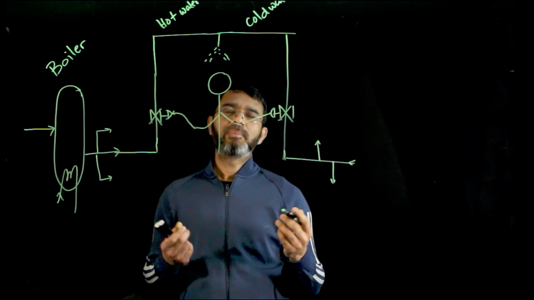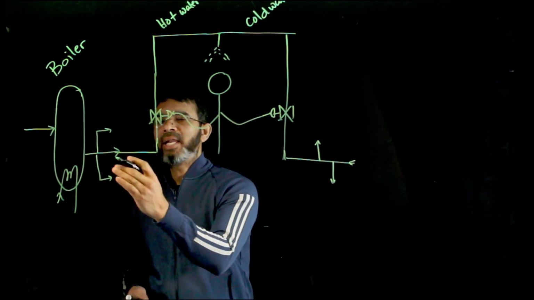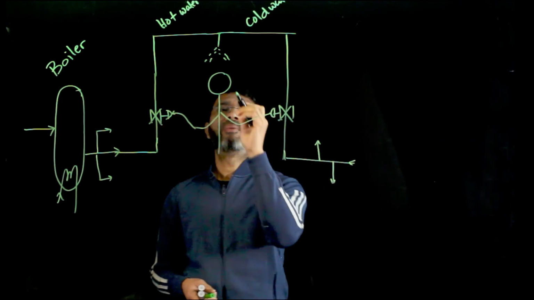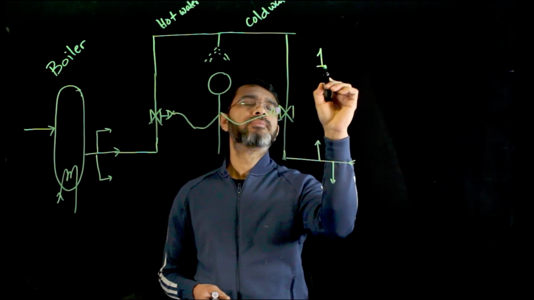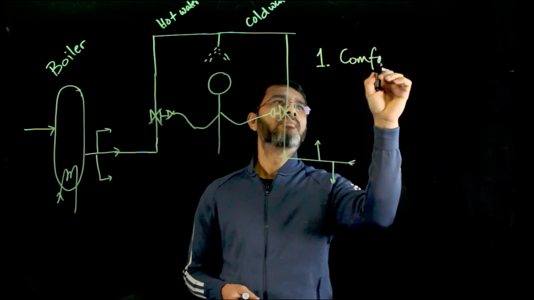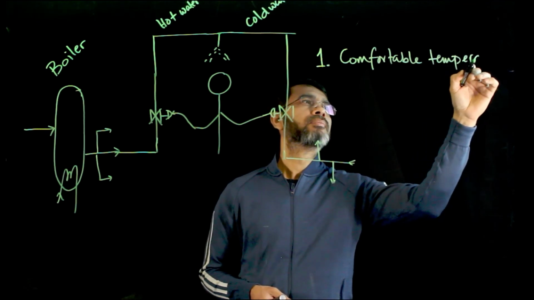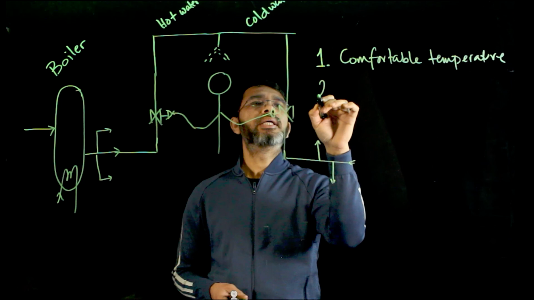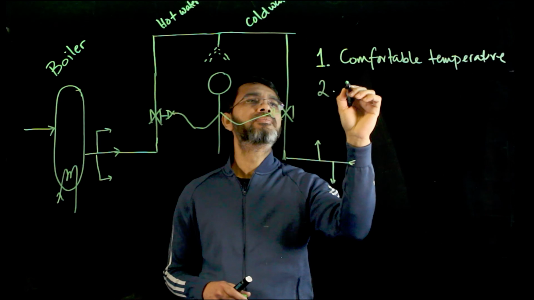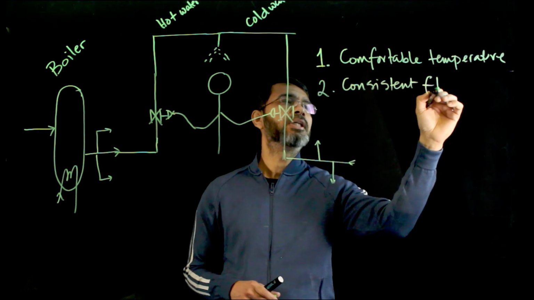So what is the control problem here? Although you may have variance in the hot water flow or cold water flow, you want to maintain two things. One is a comfortable temperature, and another is, what? A consistent flow.